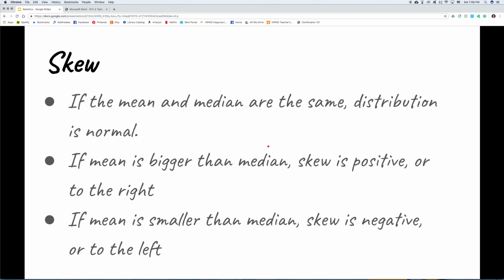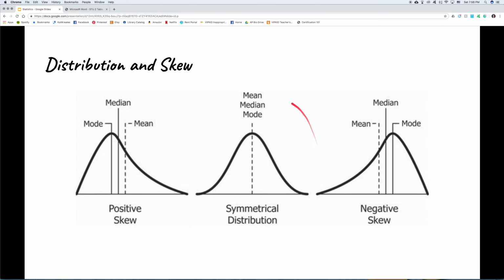So if the mean and median are the same, so if you get the same number for the mean and the median, your distribution is normal. It's going to be symmetrical. You're going to have this nice little middle curve here.